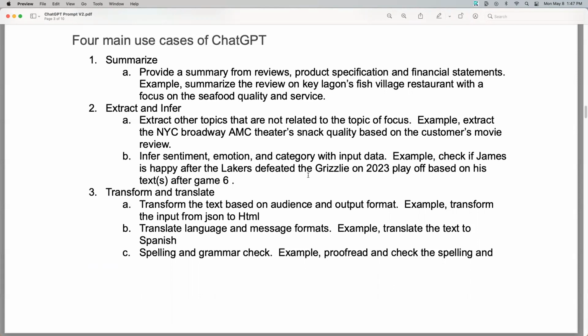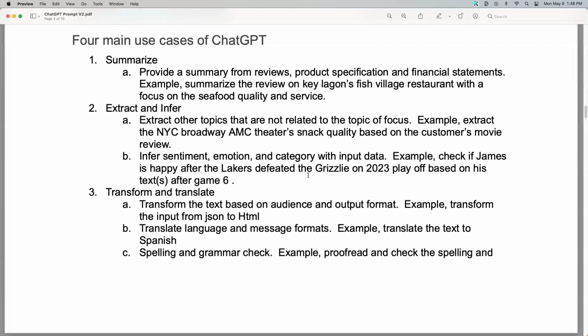The second important major use case is extract and infer. What does it mean, extract? Extract is asking ChatGPT to extract topics that are not related to the topic of focus. For example, there are lots of movie reviews for particular theaters. What you can do is extract the theater's snack quality based on the customers' movie reviews on that particular theater. That is one of the features that ChatGPT can do, by extracting out the topics that are not the focus of the customer's movie review.